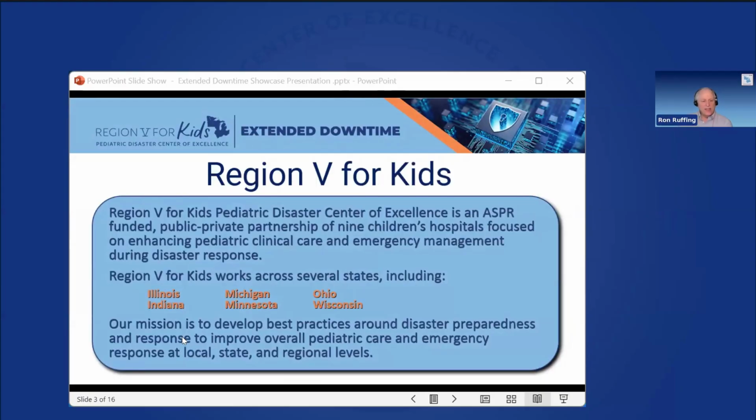I did sort of hint at that. Region 5 for Kids are the states identified there on the slide. I think I touched on most of these things in my opening remarks. Perfect. Thank you.